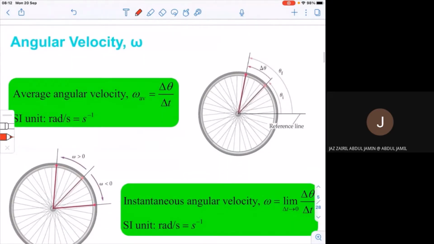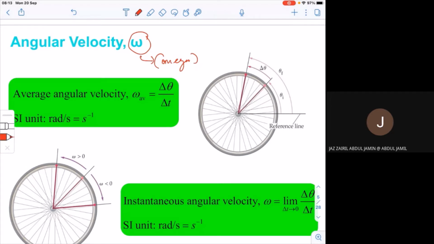Next is the angular velocity. Angular velocity is not W, this is what we call omega. We often call it omega, not W. If I hear W, this is wrong. If you want to tell others, angular velocity is omega. And omega is equivalent to the average angular velocity.